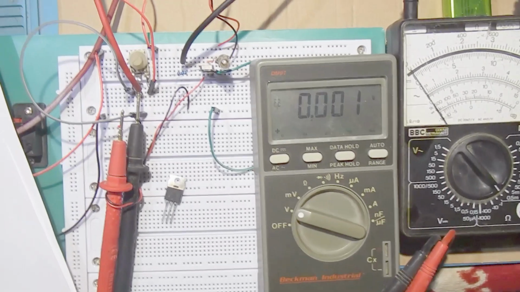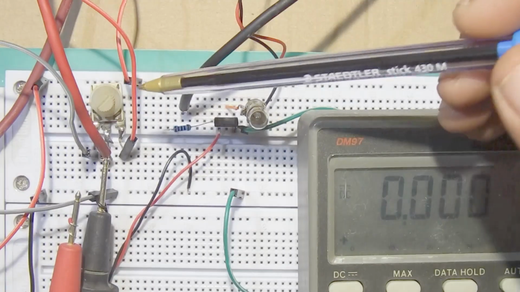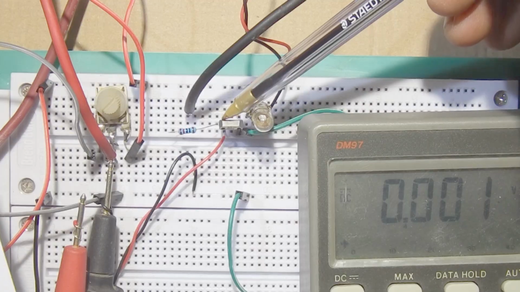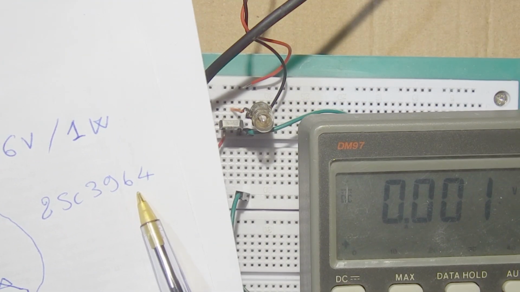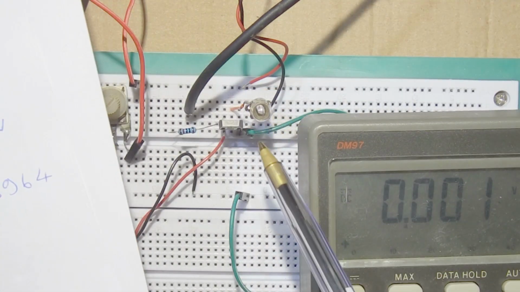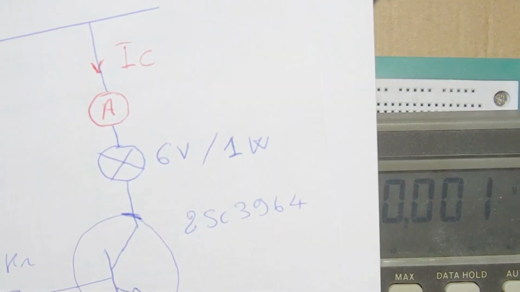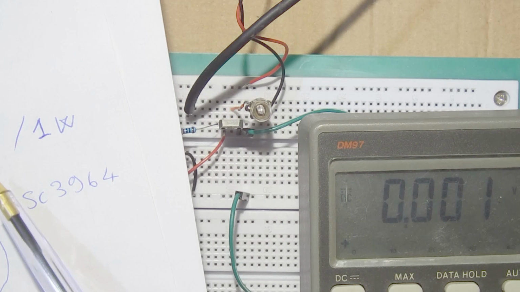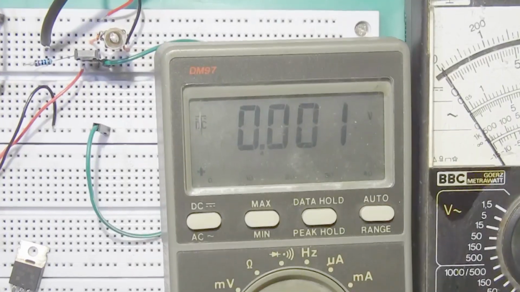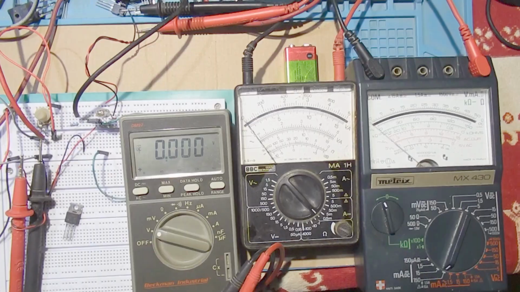Here we can find the schematic. We can find the circuit on this breadboard. We have here the trimmer, here our 10 kilo ohm resistor, here a transistor, 2SC3964. Here the little bulb, it's a 6 volt 1 watt bulb. And this one is the voltmeter. Now I will increase the base current and see how the collector current behaves. We can reduce the zoom to see all the parameters.